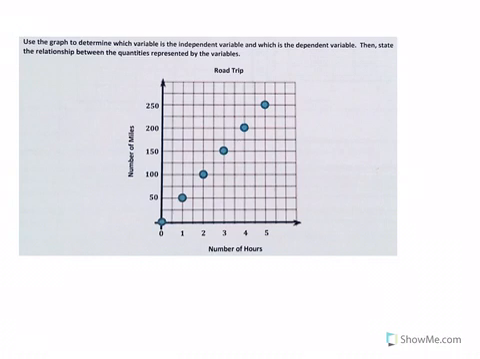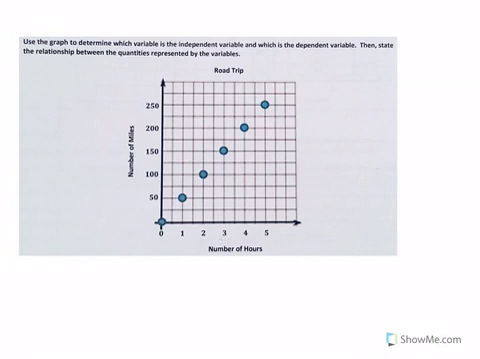Use the bar graph to determine which variable is the independent variable and which is the dependent variable. Then state the relationship between the quantities represented by the variables. So we can look at our title here and we see that someone is going on a road trip. This is the number of hours they have driven. This is the number of miles that they have traveled. So we can see, obviously, they start at 0. In 1 hour, they've traveled 50 miles. In 2 hours, they've traveled 100 miles. 3 hours, 150 miles, so on and so forth.